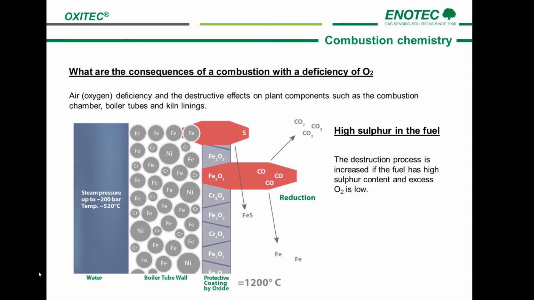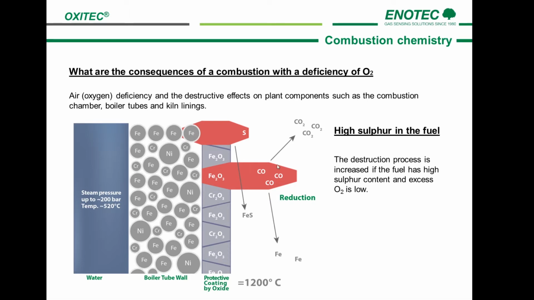So what are the consequences of a combustion with a deficiency of O2? In a standard combustion, carbon and O2 react and produce heat and CO2. In a combustion process with a reducing atmosphere, which is the deficiency of O2, the following happens. Iron oxide builds up on metal surfaces in oxidizing atmospheres.